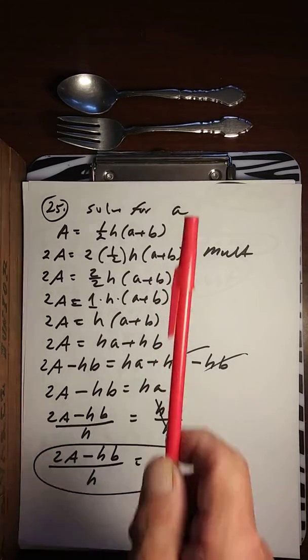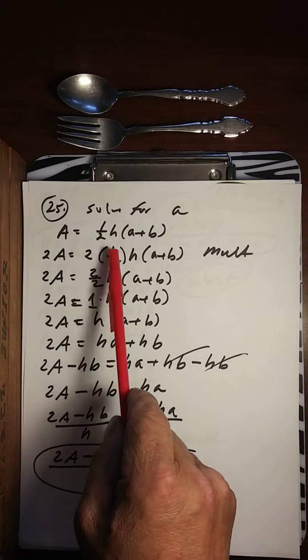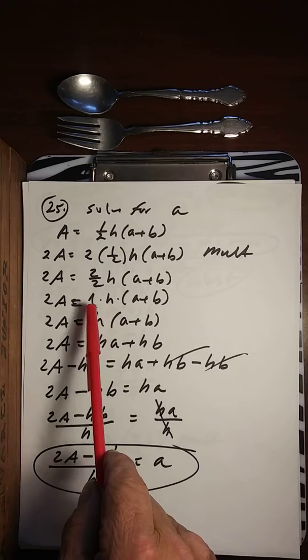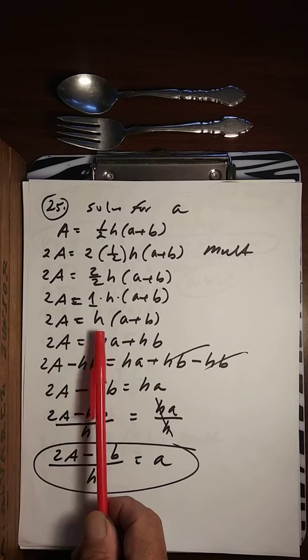Solve for A in this literal equation. So let's multiply everything by 2. The 2 and the 1/2 is going to be 2 over 2, which is a 1. 1 times that is still just going to be H. So we have 2A equals H times that.